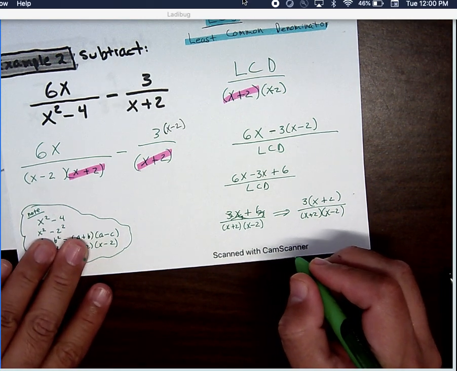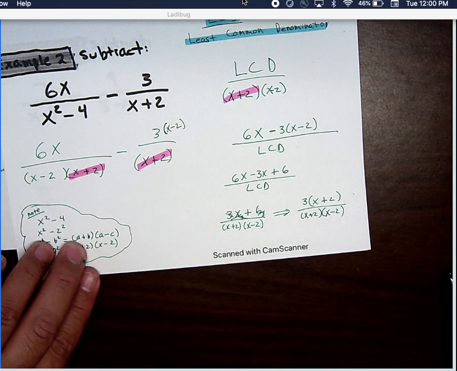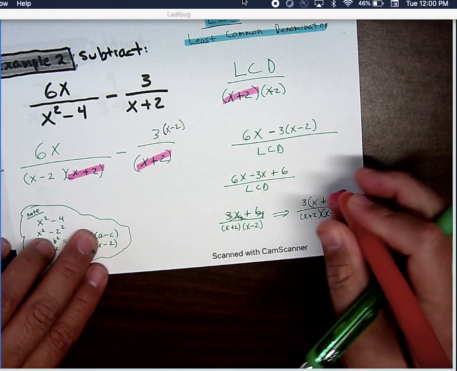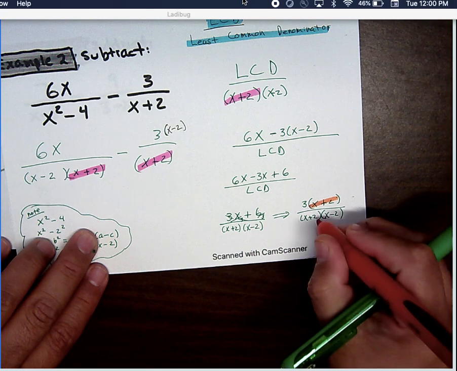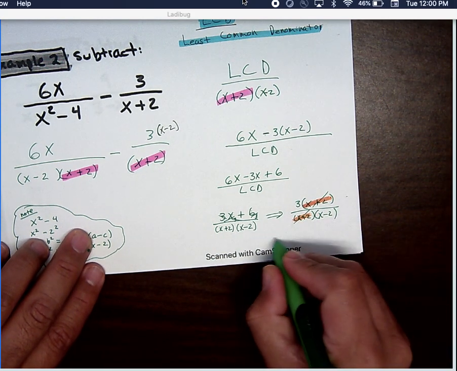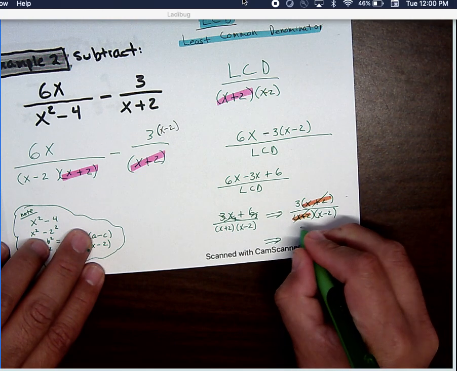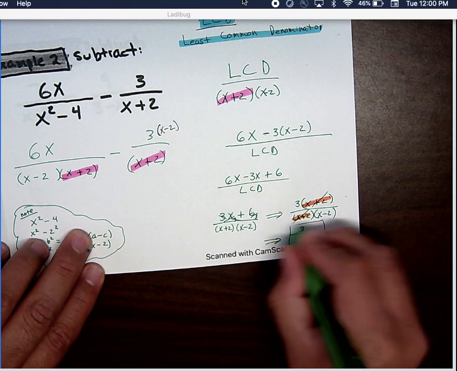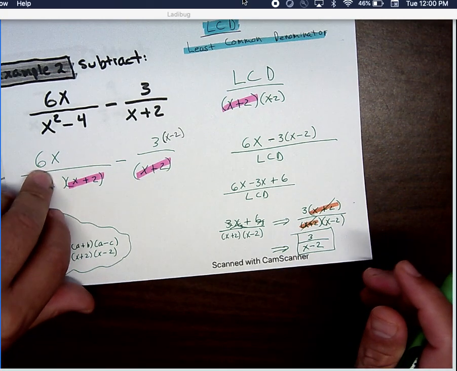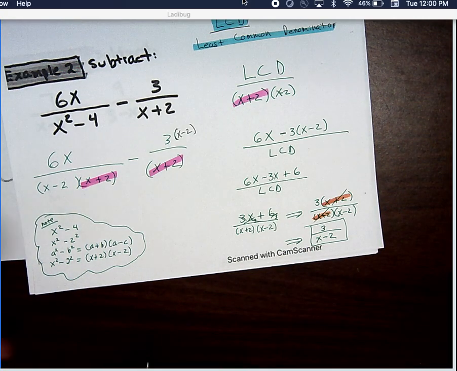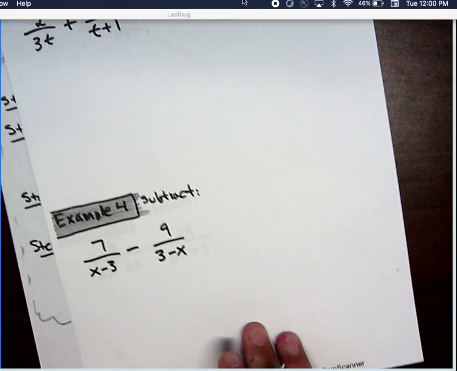Okay, so now all you have to do is cancel what's the same. I might use a different color. This is the same as these at the bottom, so those two cancel out, and you're left with 3 over x minus 2. Okay, let's go to example, and that's using the LCD. There's less work than doing the crisscross or the back side.